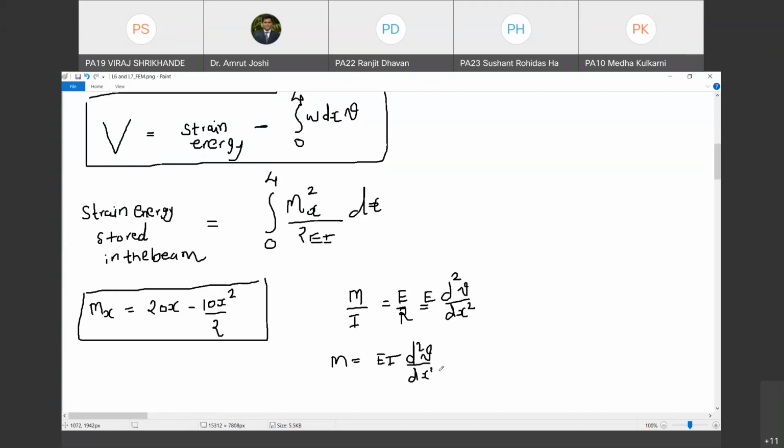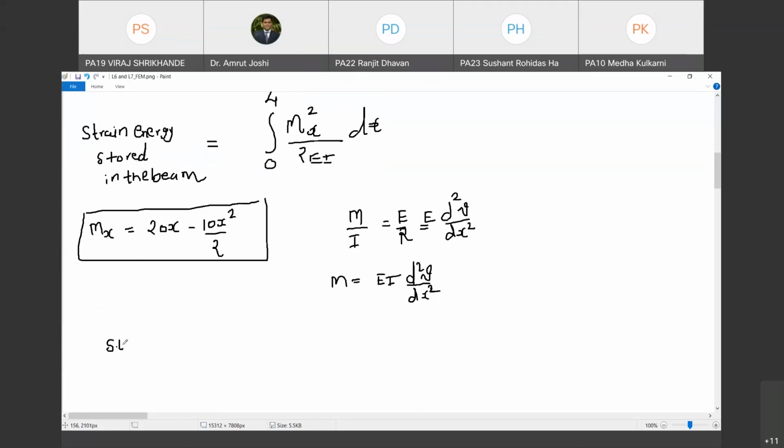So I'm going to substitute this value of M into this equation. So what do I get? I get the strain energy stored in the body, which is equal to integration 0 to 4 M square dx upon 2 EI. So what do I have to write? I have to write it as EI d square v by dx square, the whole bracket square, because you have M square here, into dx upon 2 EI.